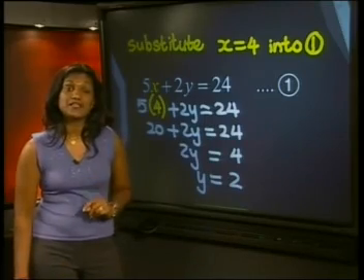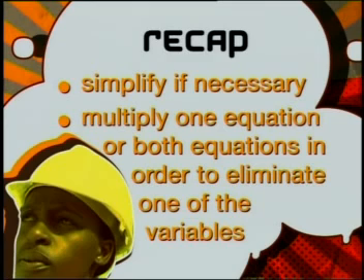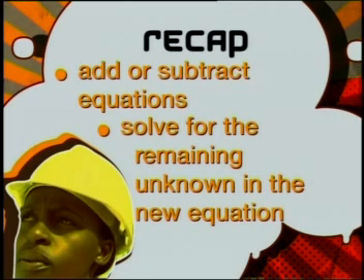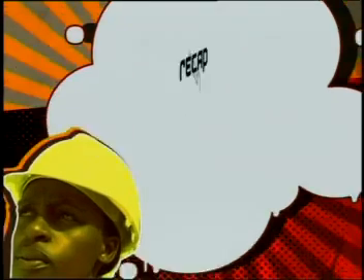Let's recap the steps in the elimination method. Simplify if necessary. Multiply one equation or both equations in order to eliminate one of the variables. Add or subtract equations. Solve for the remaining unknown in the new equation. Solve for the second unknown. Check the ordered pair solution in both original equations.